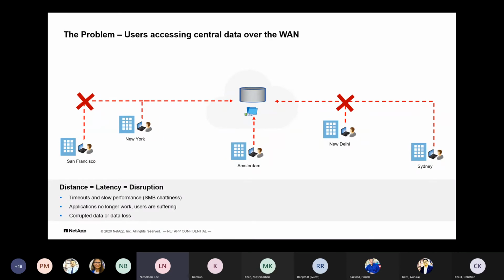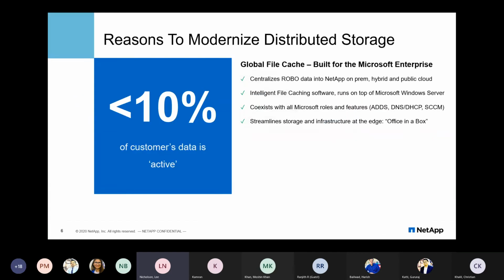And distance will always equate to latency. The further you are away from the data, the more latency you're going to have, the more disruption you're going to have, because now you're going further to get data that used to be local. And users typically complain about performance, things don't work, all of those kind of things. So this is the very real problem of what we're trying to solve with global file cache.